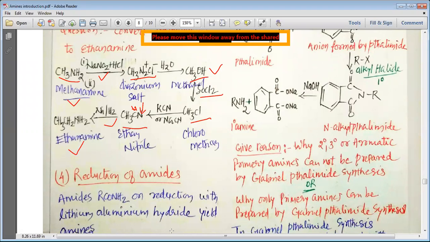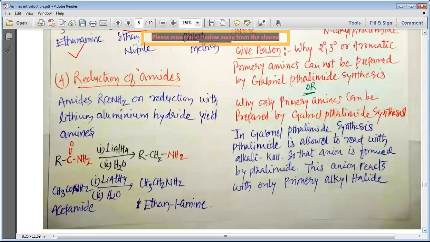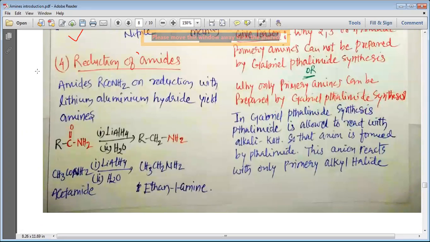So my dear students, this is an important question for your exam, and you should understand the conversion of the ascending series properly. Please learn it. Let's move to the next one, which is known as the reduction of amides. So here we are going to reduce the amides.